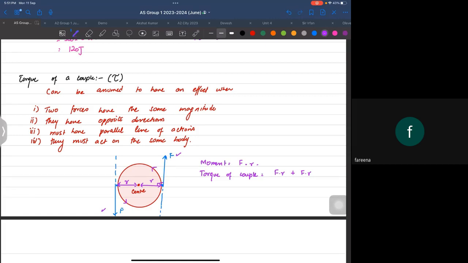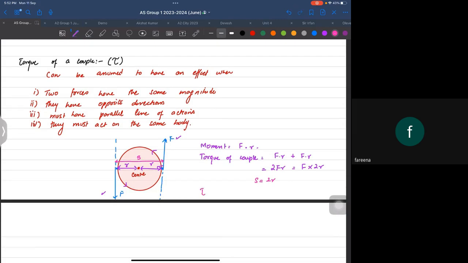Now please understand this. If I add this together, it's going to give me a value of 2FR. Can I also write this as F times 2R? It's the same thing, right? If I write it this way, then you see 2R is the distance from one force to another force. Basically, that is R plus R, let's call this S. So if S is equal to 2R, I can replace it here, which means the torque of a couple will be F times S. This is what you guys need to remember.